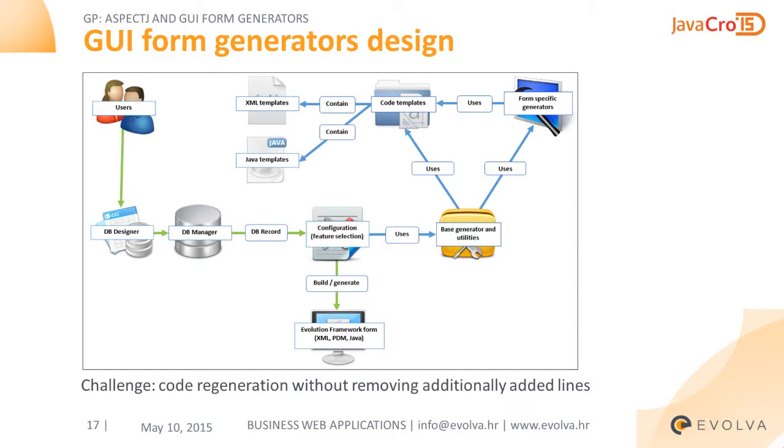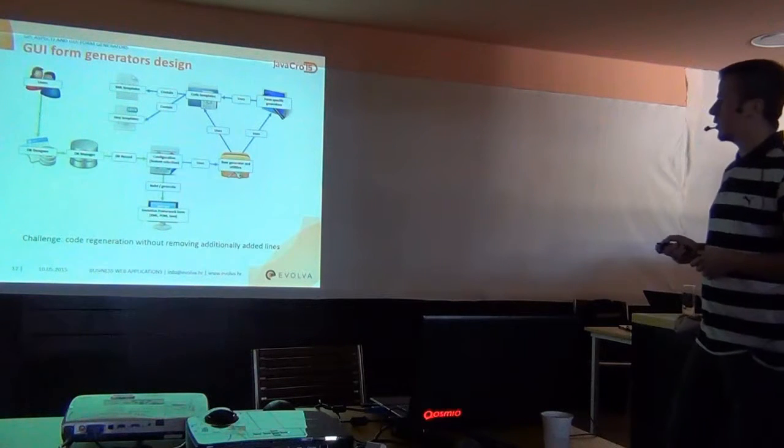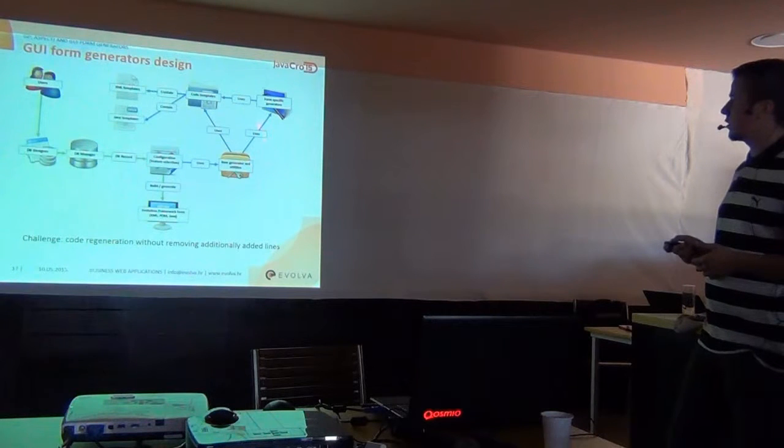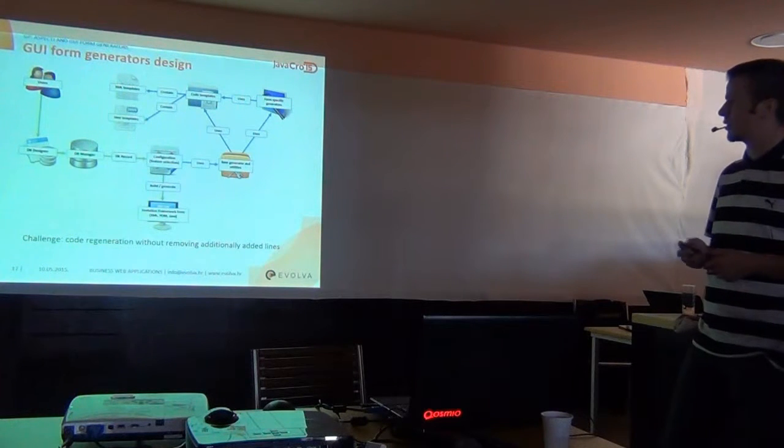The complete form is generated: Java part, the GUI, complete Evolution Framework form. So how does it work? The configuration screen uses a page generator and, of course, some other utility classes. The page generator uses form-specific generators. Both the page generator and the form-specific generators use code templates.